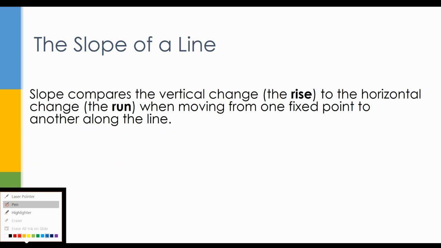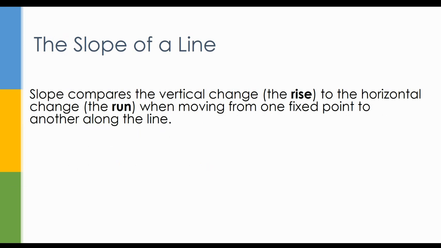So slope of a line. Slope compares the vertical change to the horizontal change. So you've probably heard of this as rise over run. So this happens when moving from one fixed point to another along the line. And remember, we always read the graph going from left to right.